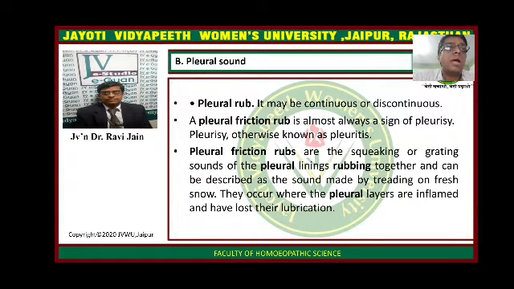Next we have the pleural sound. Pleural sound consists of pleural rub. It may be continuous or discontinuous. A pleural friction rub is almost always a sign of pleurisy. Pleurisy is otherwise known as pleuritis, that is inflammation of the pleura. Pleural friction rubs are squeaking or grating sounds of the pleural lining rubbing together and can be described as the sound made by treading on fresh snow. They occur where the pleural layers are inflamed and have lost their lubrication.